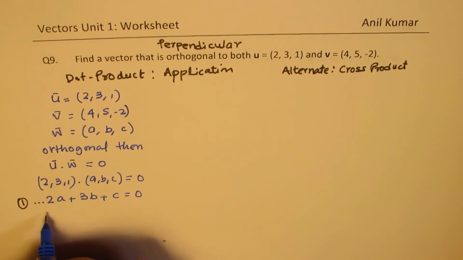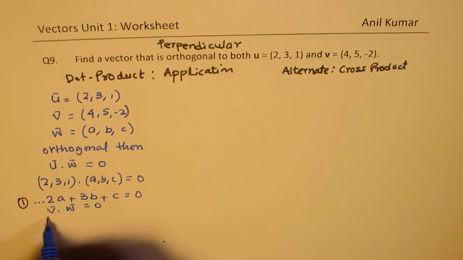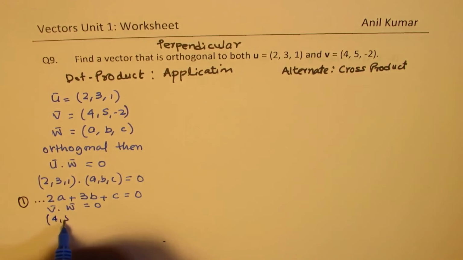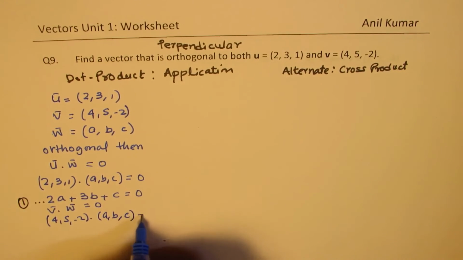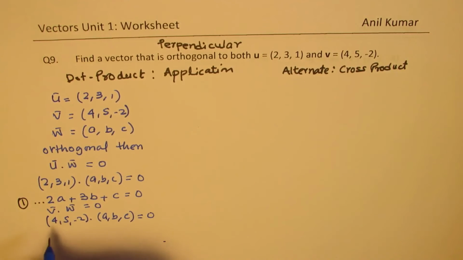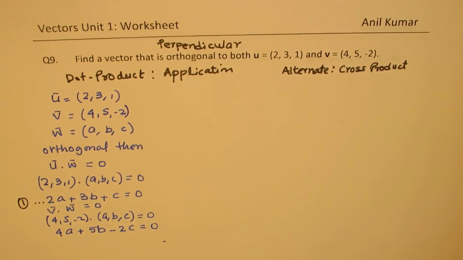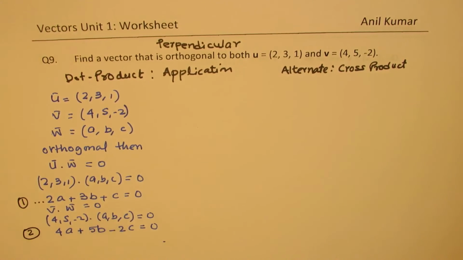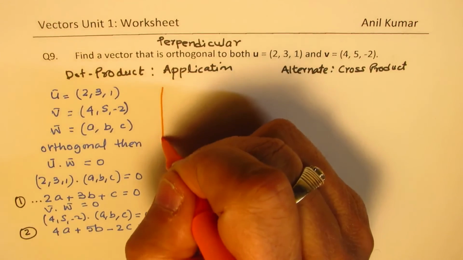Now it also means that v dot w is equal to 0, and that means that (4, 5, -2) dot (a, b, c) is equal to 0, and that gives you equation number 2, which is 4a plus 5b minus 2c equals 0. So we get two conditions. Now from these two conditions, we need to find the value of a, b, and c.